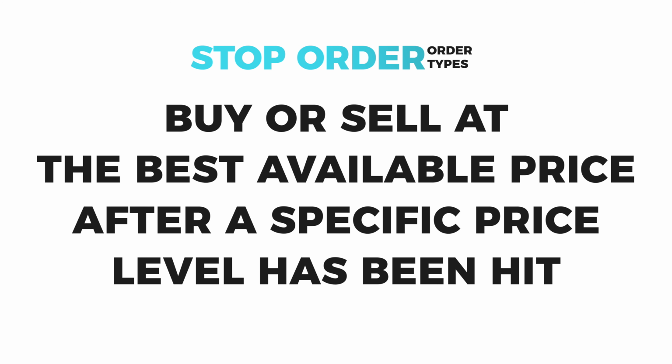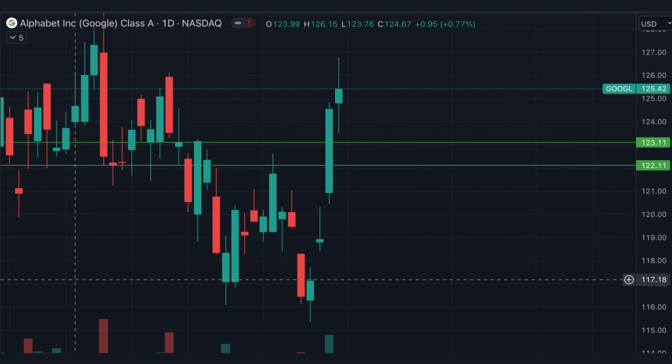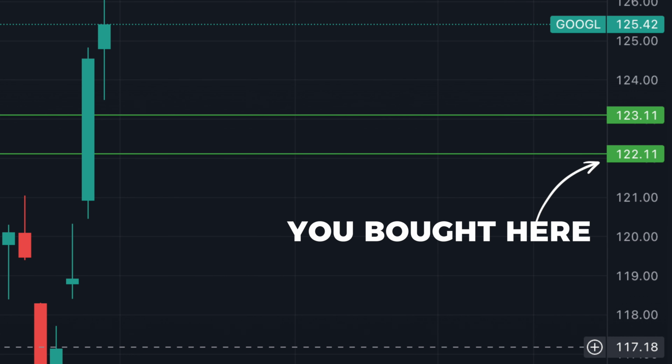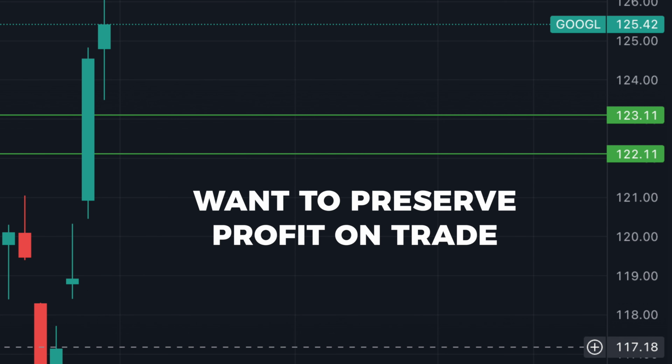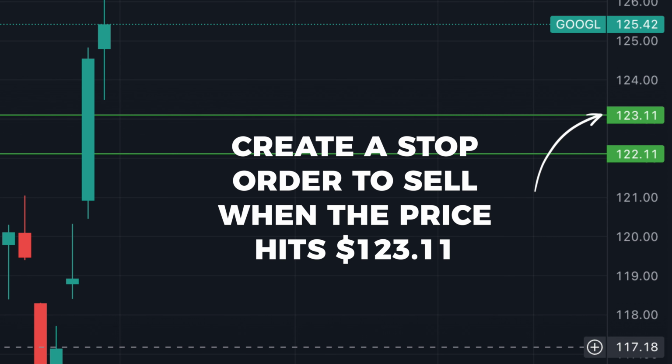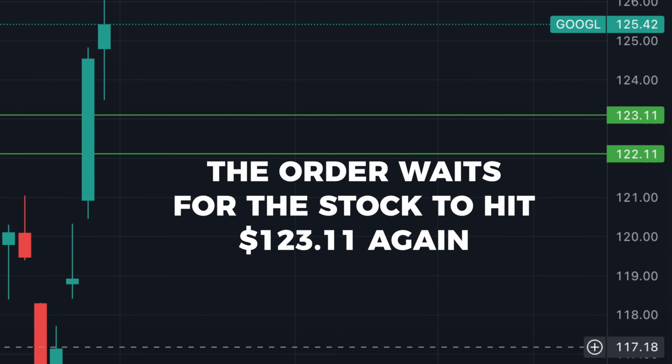A stop order is an order to buy or sell a stock at the market's best available price after a certain price is hit. So let me give you an example to make it clear how it works. Let's say you bought Google at $122.11 and it's already gone up quite a bit, which you're excited about. And you want to ensure that you keep profit on your trade and you don't lose money. So you could put a stop order out there for $123.11, and if it comes down to that number, a market order is going to execute, giving you the best available price at that time.